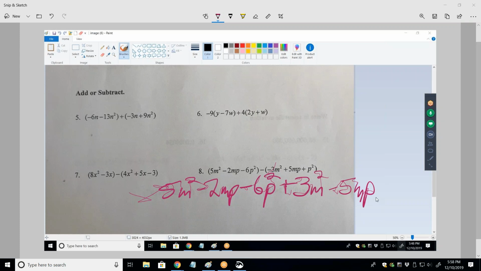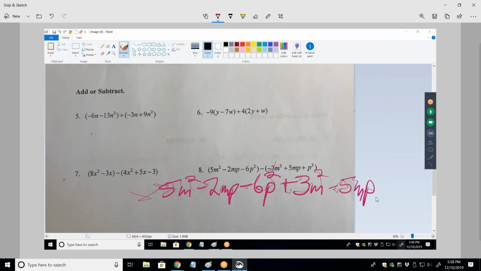And negative 2p squared. No, negative p squared. Just negative p squared. Right? In other words, all I'm doing at this point is removing both sets of parentheses. Okay, now I've done that. Now combine all like terms.